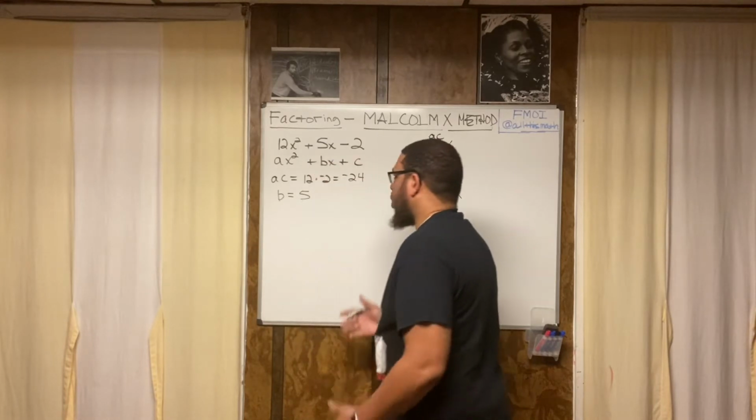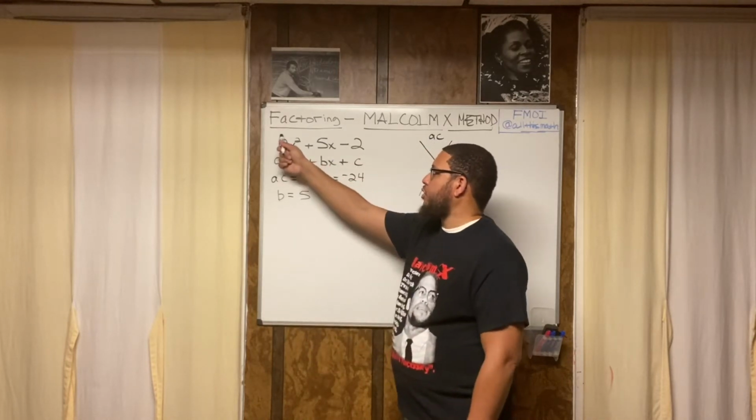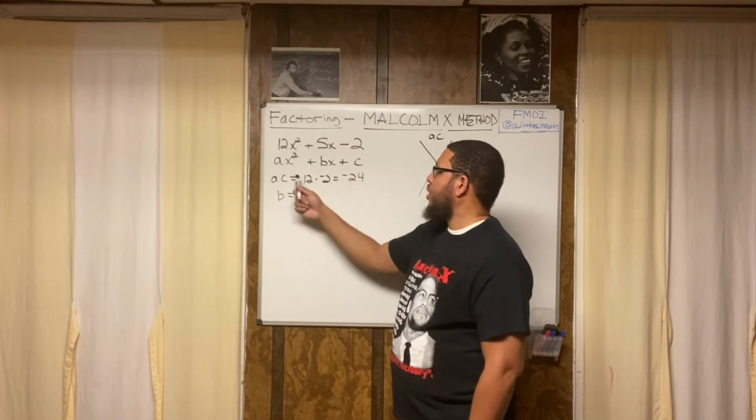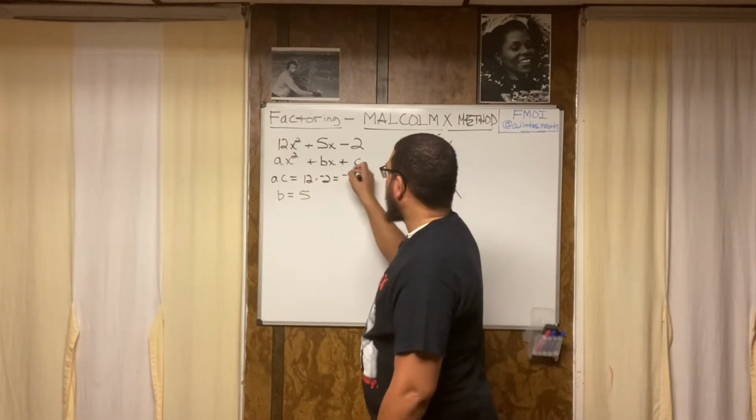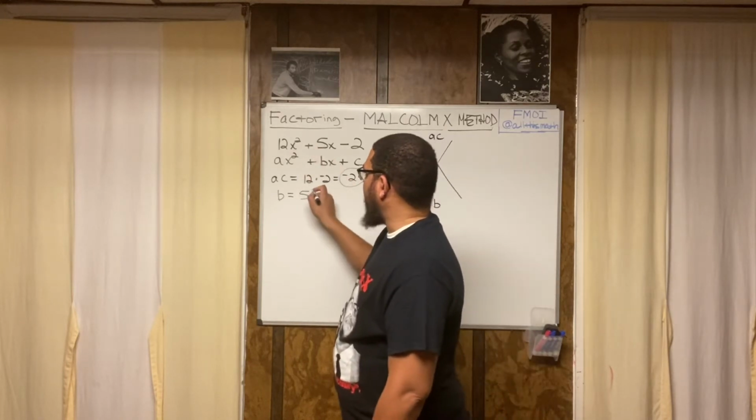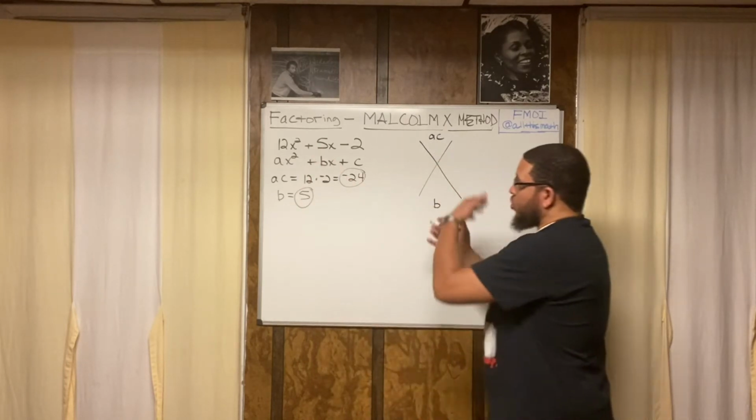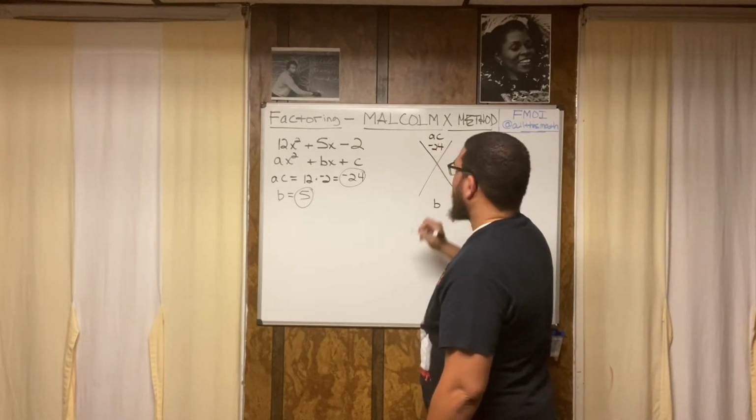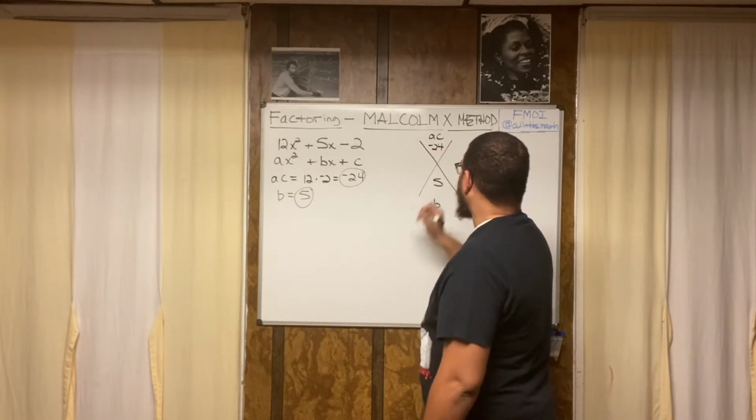All right. So all I did was multiply the first number in the front by the last number in the expression, 12 times negative 2, and I got negative 24. That's going to be important. And then I identified my b term, which is 5. That's going to be important. So I'm going to put those into the X. I'm going to put the negative 24 up here, and I'm going to put the positive 5 right here.